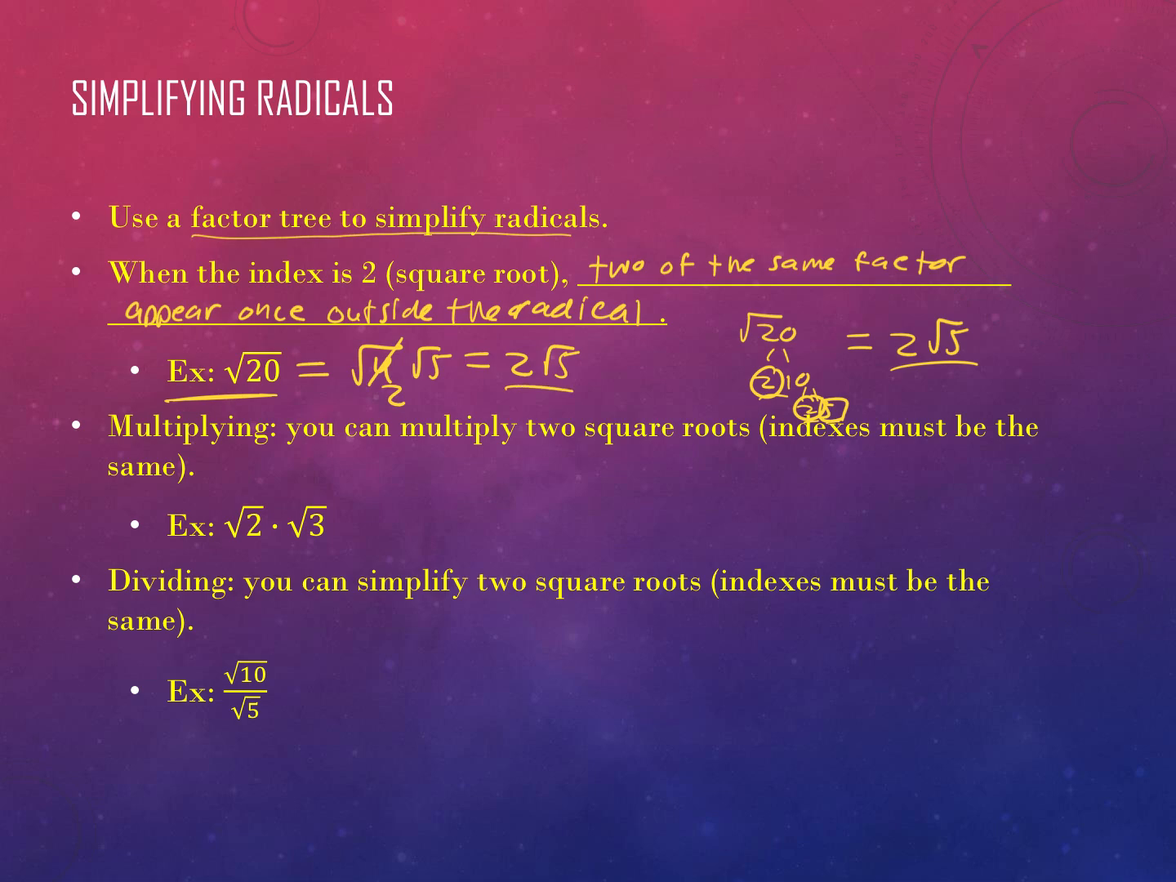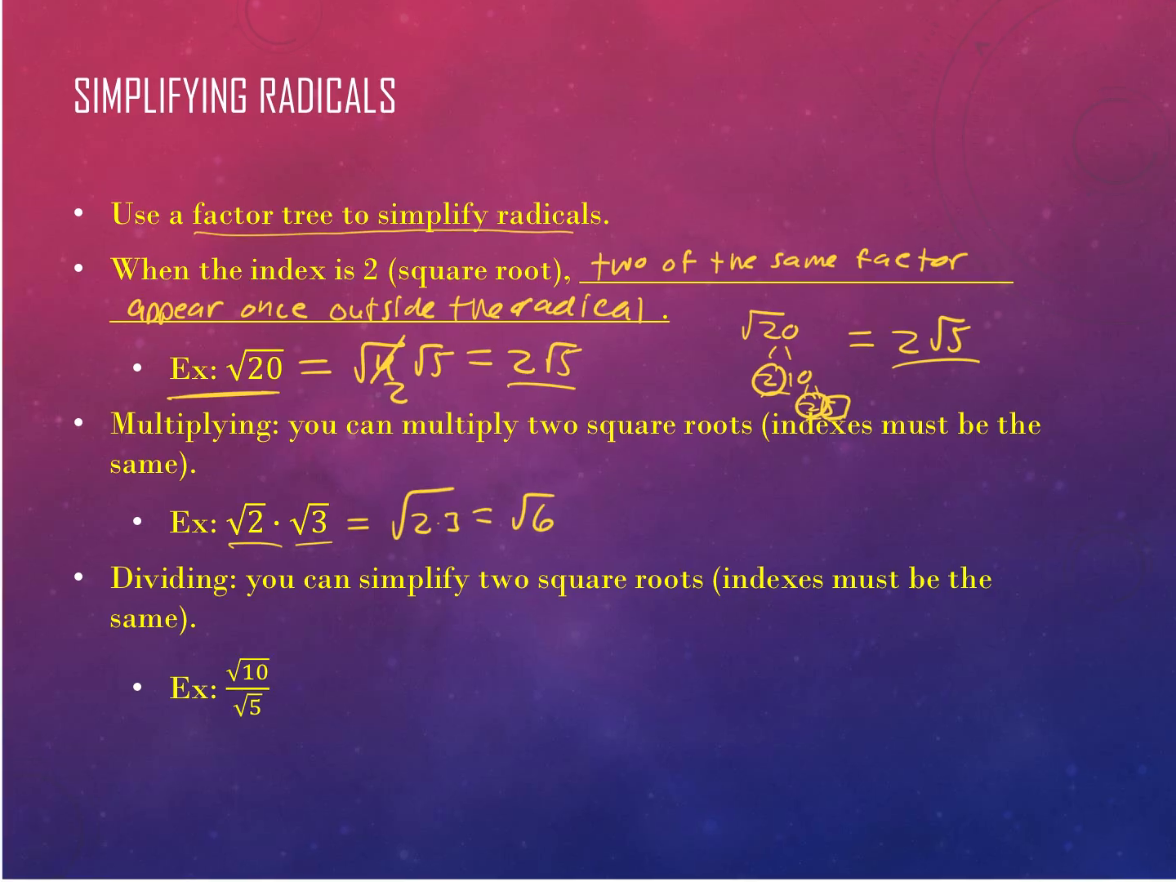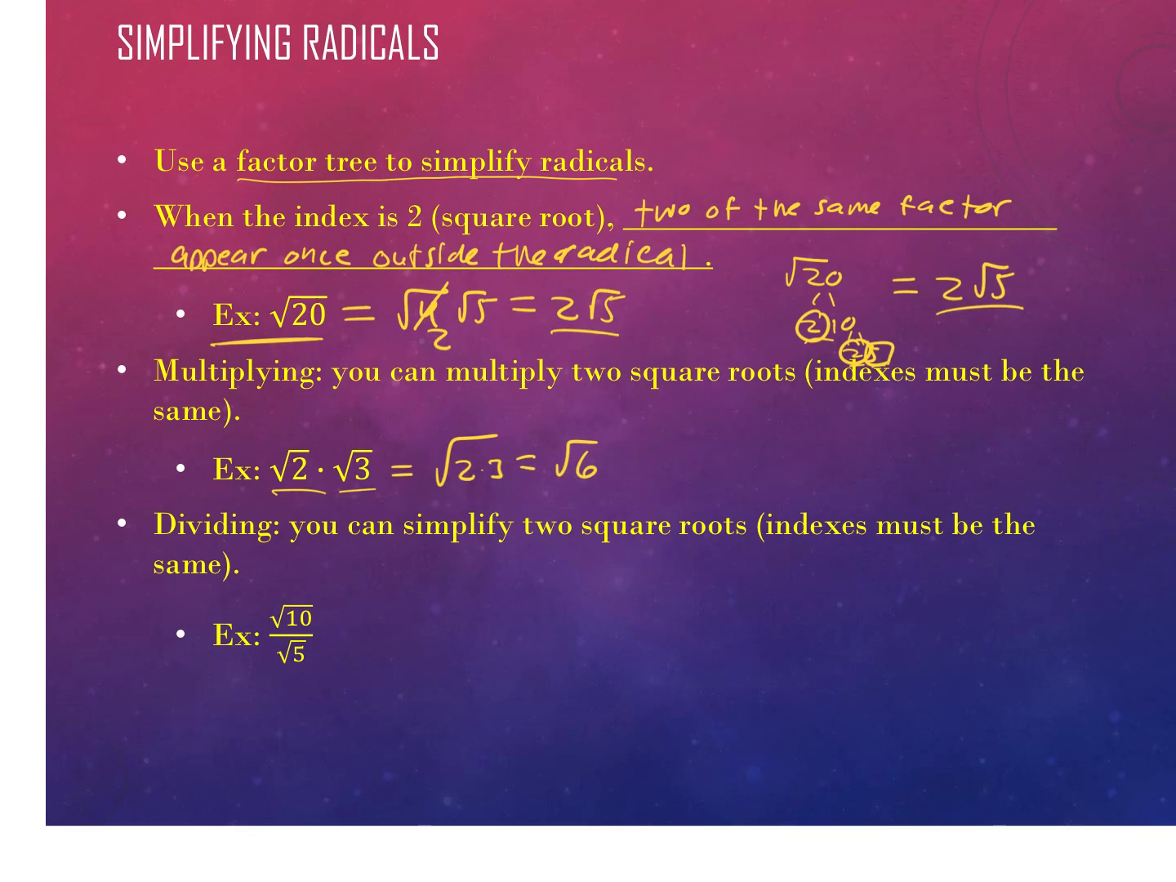Now with multiplying radicals, you can multiply 2 square roots underneath the same radical. So if I have square root of 2 and square root of 3, that's the same as the square root of 2 times 3, so the square root of 6. Now dividing is the exact same thing, right? Square root of 10 and square root of 5 is the same as square root of 10 divided by 5, right? So square root of 2.